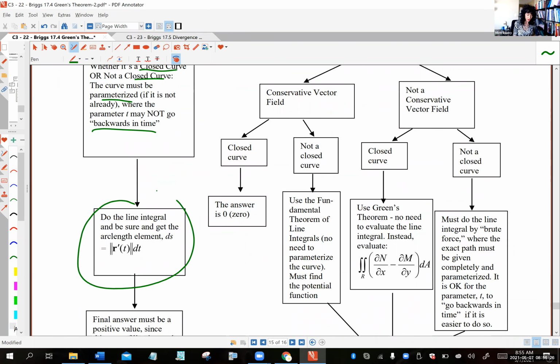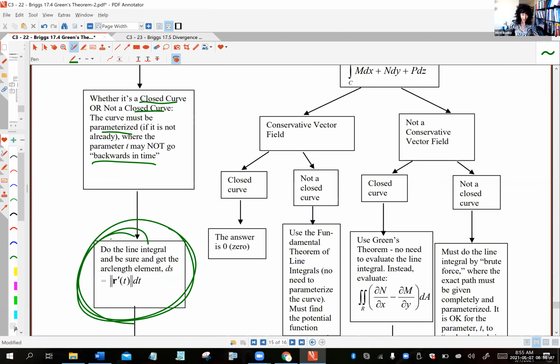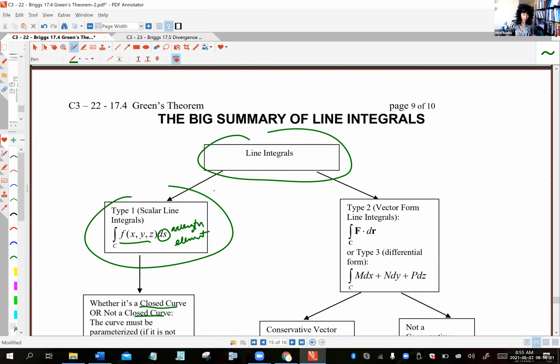Make sure when you do your line integral, you don't forget the arc length element, because that's a common student error. And then your final answer should be positive, because this represents the mass of a wire. Although I have seen some textbook exercises end up with different results than that, which is kind of unfortunate, but whatever. They put together something where the density ends up going negative. All right, so what if your line integral isn't type 1?